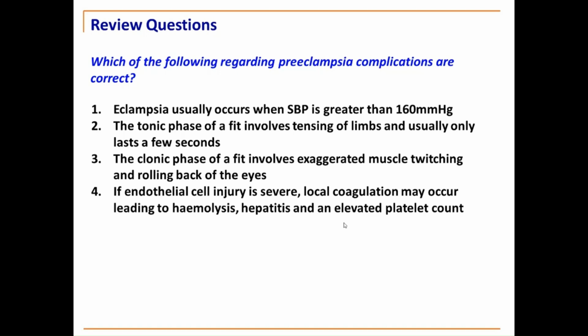Number 3, the clonic phase of a fit involves exaggerated muscle twitching and rolling back of the eyes. That is correct. Number 4, if endothelial cell injury is severe, local coagulation may occur, leading to hemolysis, hepatitis, and an elevated platelet count. That's incorrect. That local coagulation reduces the platelet count. The hepatitis is due to the blockage to the liver. In hemolysis, hemolysis occurs as the fibrin clotting squeezes red blood cells, leading to their destruction. Obviously, there's also the potential for kidney disease and excessive bleeding due to the reduced platelet count.